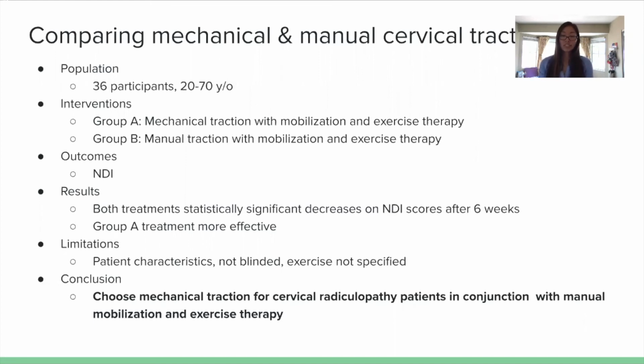The limitations of the study surround mainly that it's a little bit vague in terms of describing patient characteristics, and the exercise therapy was not specified and not listed in the study. However, we can conclude that mechanical traction for cervical radiculopathy patients, in conjunction with manual mobilization and exercise therapy, is able to significantly decrease NDI scores.